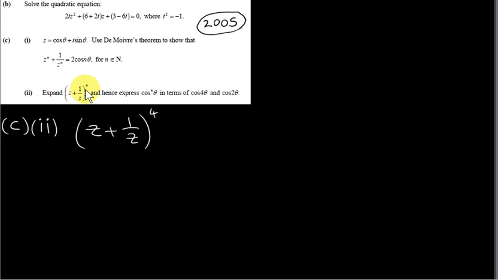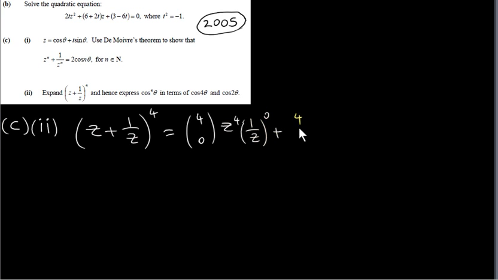Expand z plus 1 over z to the power of 4 and hence express cos to the power of 4 theta in terms of cos 4 theta and cos 2 theta. So we're expanding a binomial here. We have two terms in this, so it's called a binomial. So we have 4c0 times one of these terms to the power of 4. I'll take z to the power of 4. And we multiply by 1 over z, that's the other term, to the power of 0.